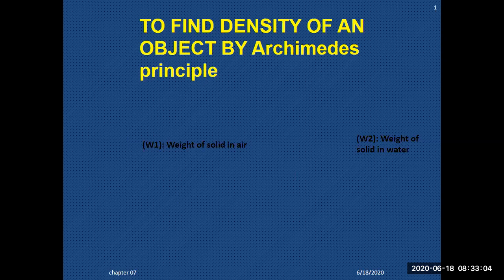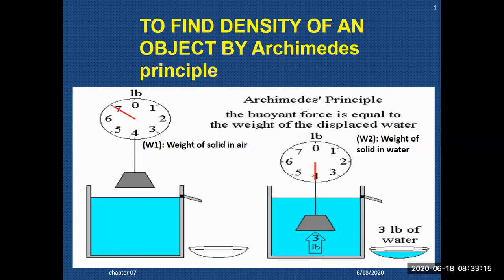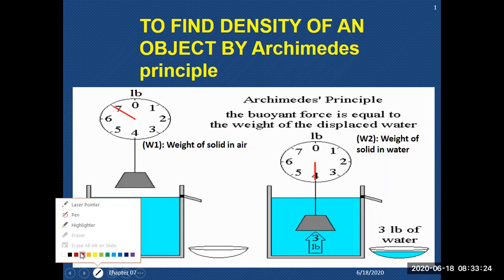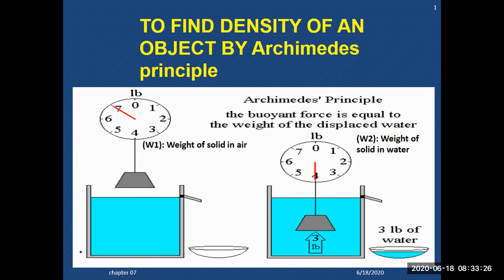So here is one of the applications of Archimedes principle. We can calculate the density of any object whose density is unknown. First of all, this is an experimental setup, and in most of the labs, people are asked to calculate the density of an object. Normally, they are given some spherical bob or any other type of object.